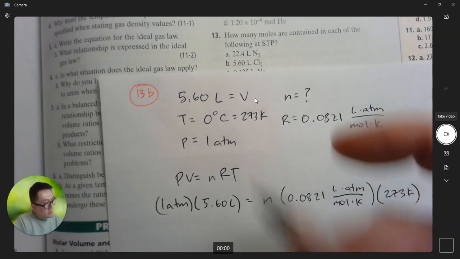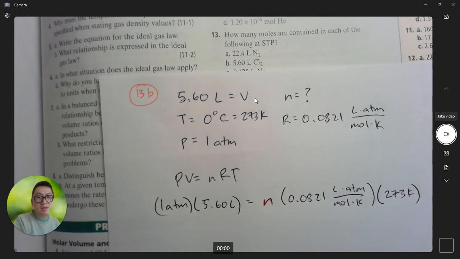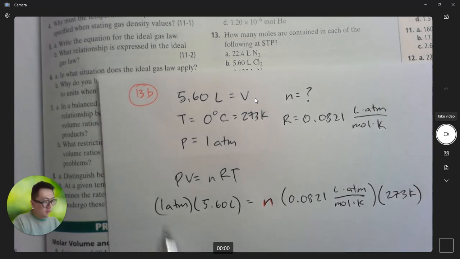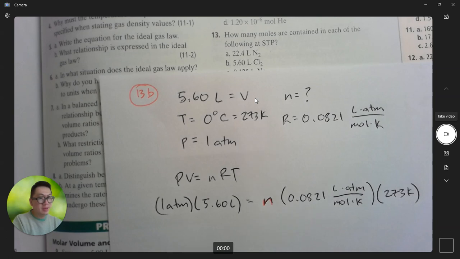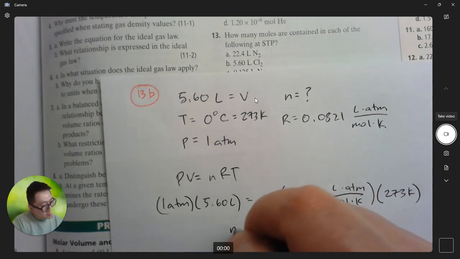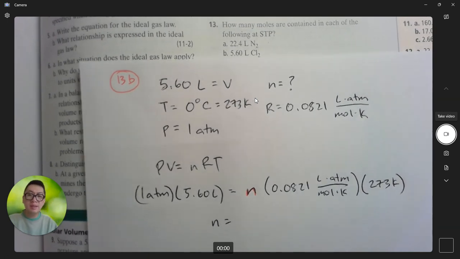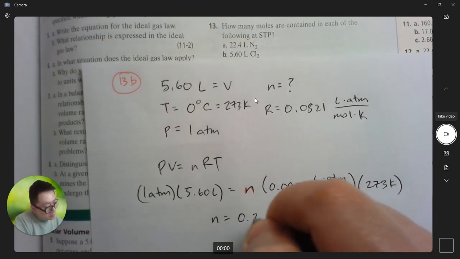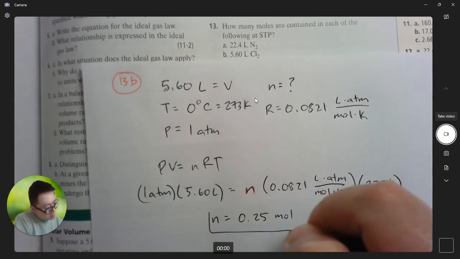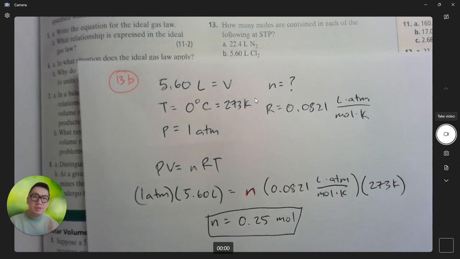We are trying to solve for N, that variable. So divide both sides by 0.0821 and 273. I'm not going to show that, I'm just going to assume you know how to do algebra. Plug it into a calculator, and let me do this on my phone. 5.6 divided by 0.0821 and 273. And I got 0.25, a quarter. So 0.25 moles.